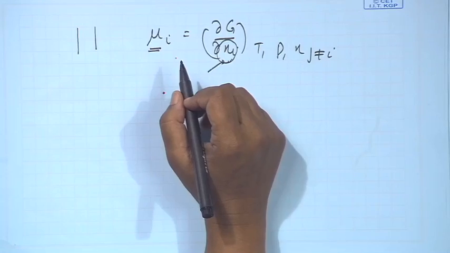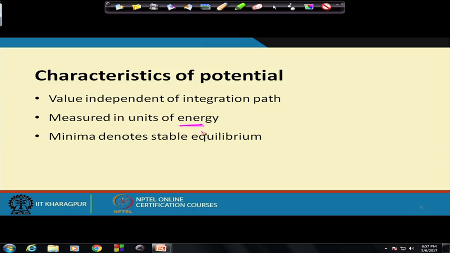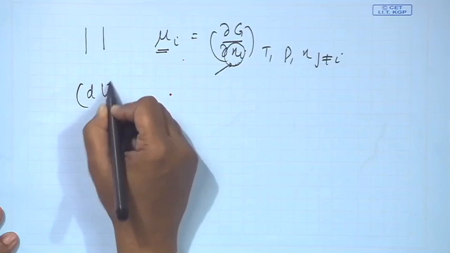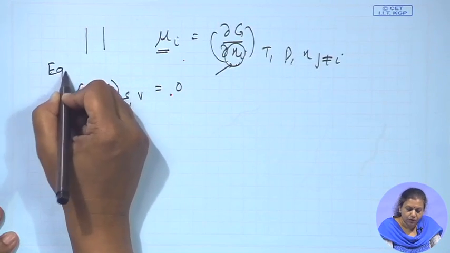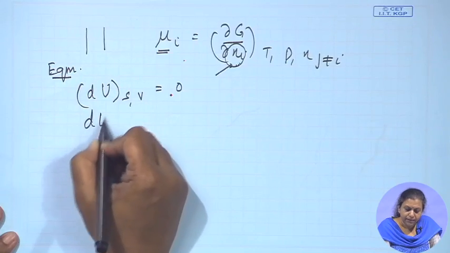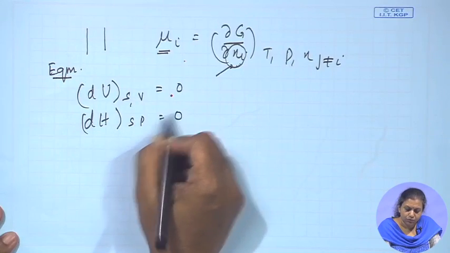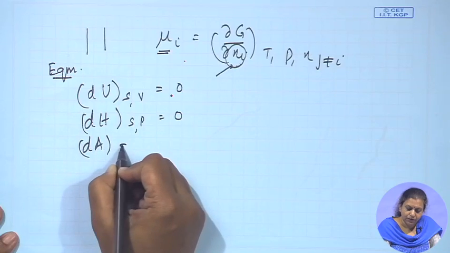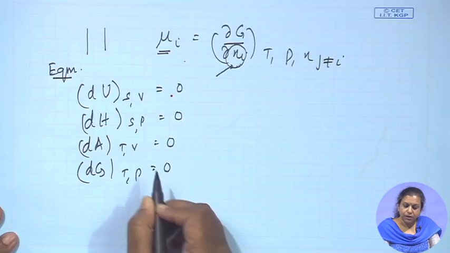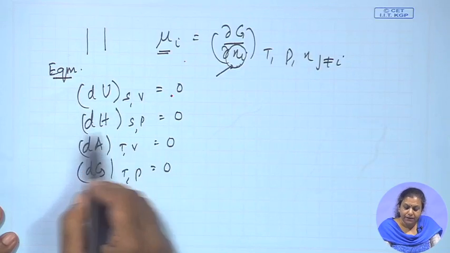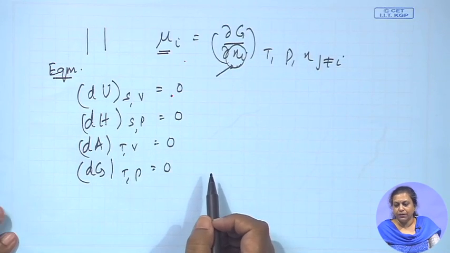And what does the third condition of potential imply? It implies that the minima denotes stable equilibrium, which we already know while we were discussing equilibrium under different conditions. What did we find? We found that the conditions of equilibrium were dU at constant S, V equal to 0, and then dH at constant S, P equal to 0, then dA at constant T, V equal to 0, and dG at constant T, P equal to 0, right. So, we find that for each and every case, the differential quantities are equal to 0.